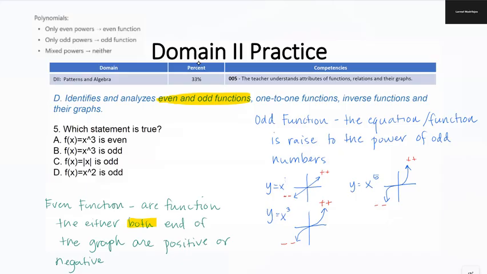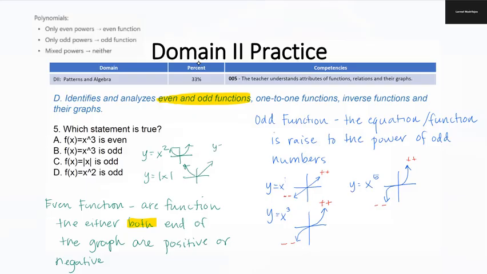If you notice on the odd function, one end is positive, one is negative, okay? Let me give you an example. y equals x squared. The graph of that looks like a U shape. The graph of that is a parabola, okay? That's an even function. y equals absolute value of x. The graph of that looks like this. So sometimes they are negative, okay?